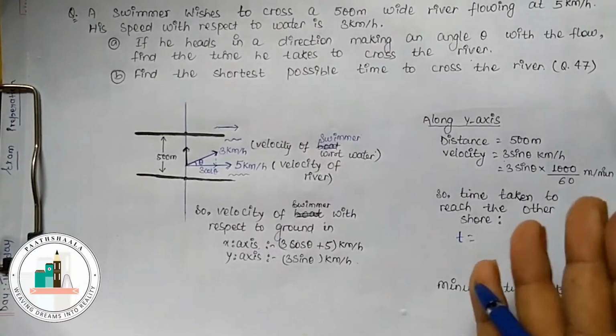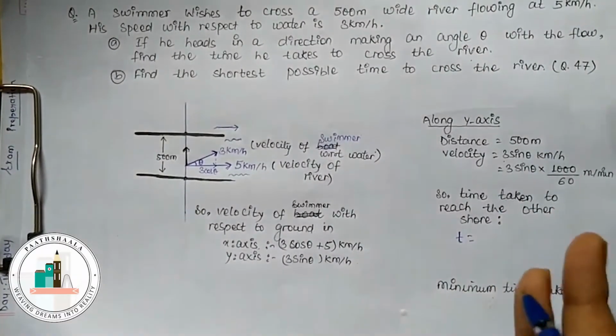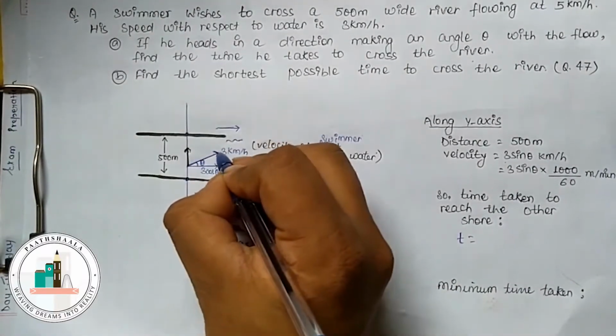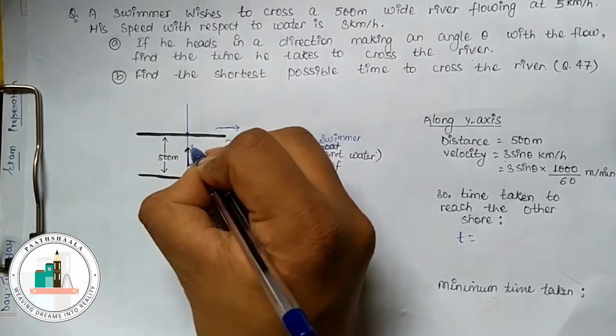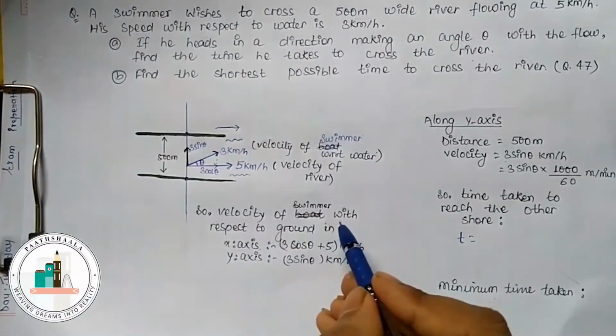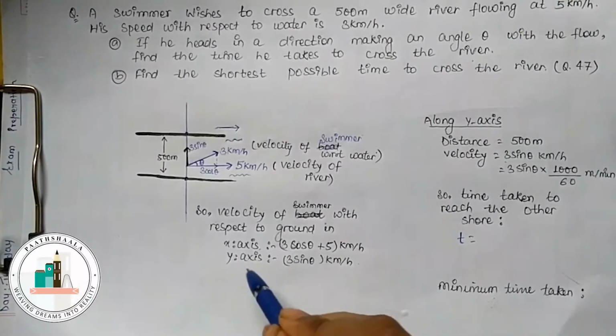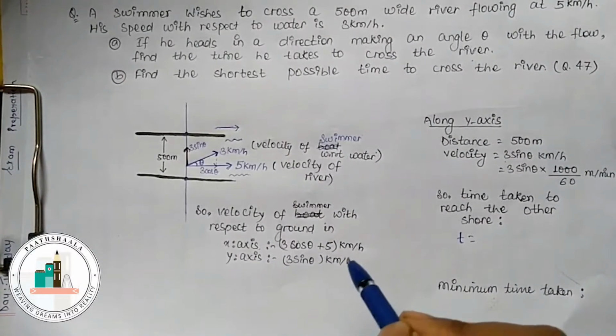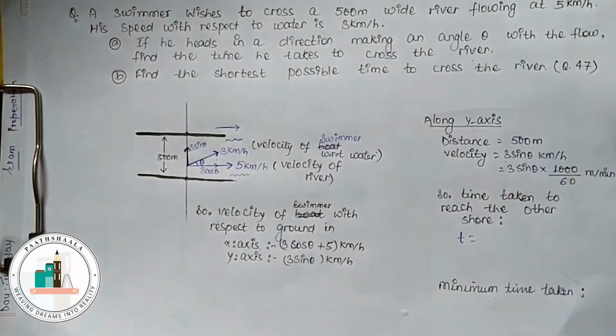and the velocity of the swimmer with respect to ground along the y-axis will be 3 sin theta. Means if we break this velocity vector here, we will get 3 sin theta. So the velocity of the swimmer with respect to ground along the y-axis will be 3 sin theta km per hour. Now we are discussing along the y-axis.